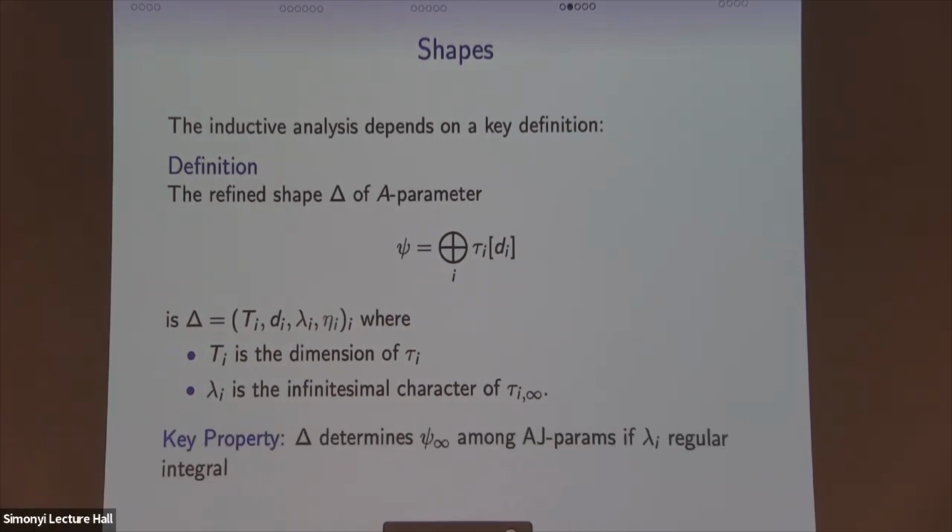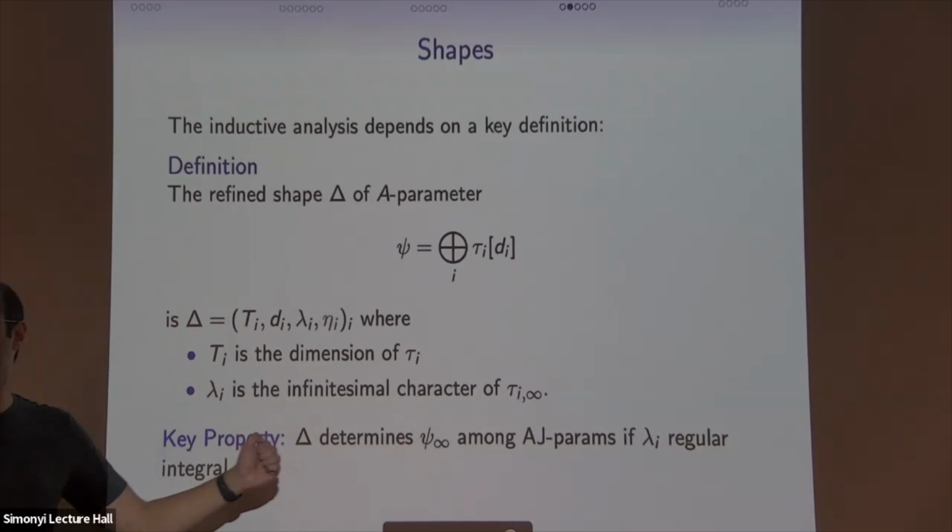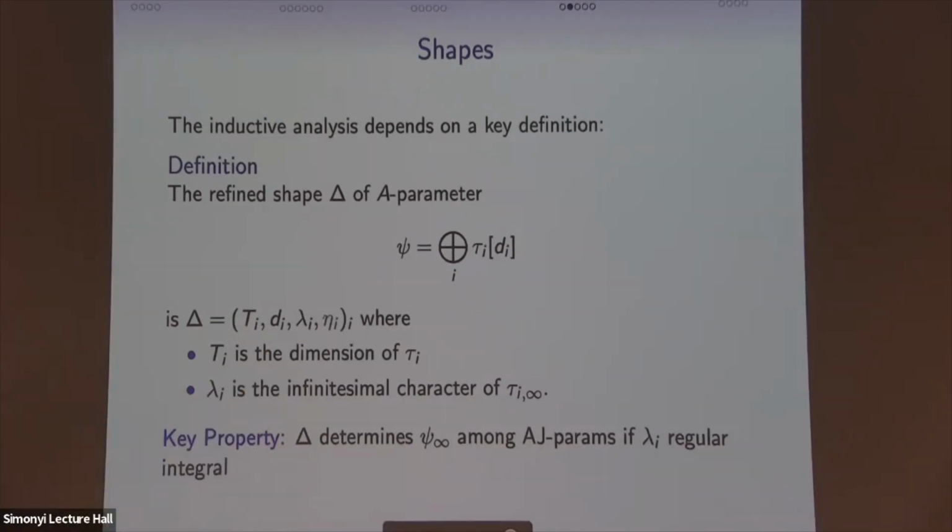And the key property of this invariant is that if you know that these lambda_i's are all regular integral, then delta determines psi infinity for every packet psi that has this invariant delta. So this is some kind of invariant that remembers what psi infinity is. And that is the main thing that's going to be useful here.